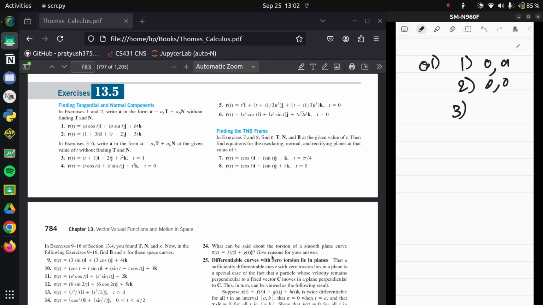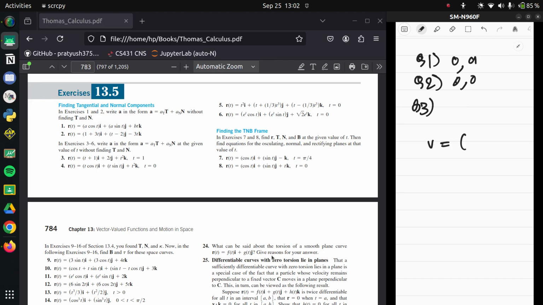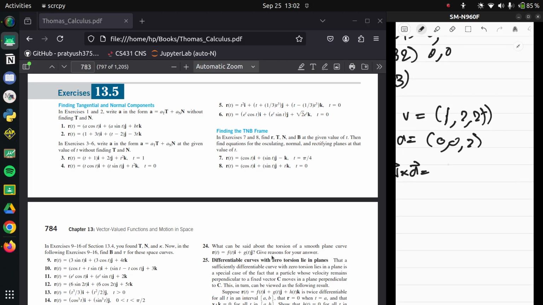Okay, so these are actually just questions, isn't it? Question 1, question 2, question 3. Question 3 is r of t is this stuff. So the velocity vector just turns out to be 1 comma 2 comma 2t, and then the acceleration is just 0 comma 0 comma 2, right? So your v cross a is 1 2 2t cross 0 0 2, which is 4 minus nothing, so it's 4. What about this? It's minus 2 and this stuff is just 0, right?